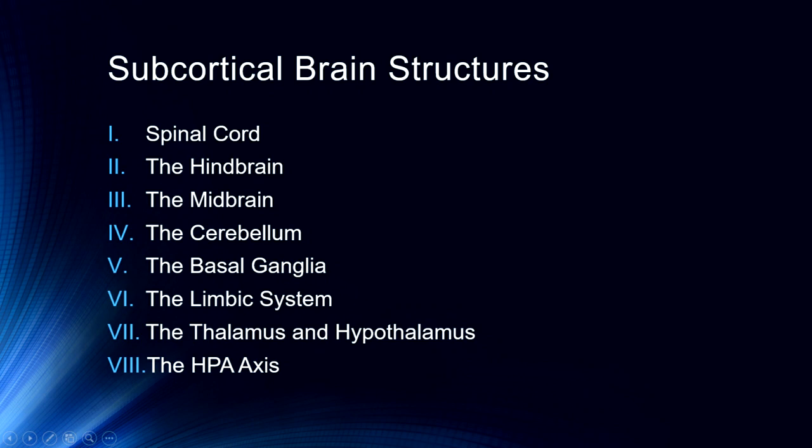So we'll start with the spinal cord, work our way up to the hindbrain, or the brainstem as it's often called, the midbrain, the cerebellum, the basal ganglia, the limbic system, the thalamus and hypothalamus, and then finally I want to talk a little bit about what's called the HPA axis, or the hypothalamic pituitary adrenal axis. Let's start with that spinal cord.